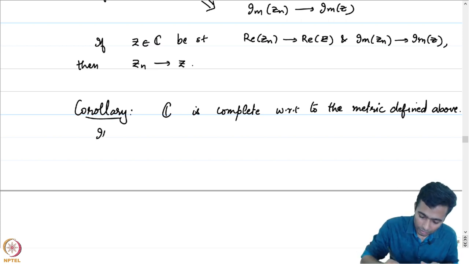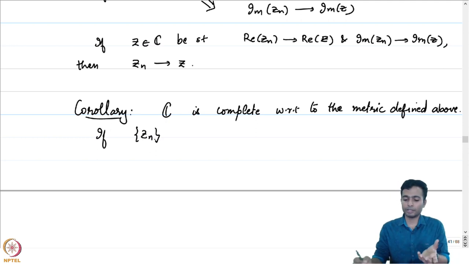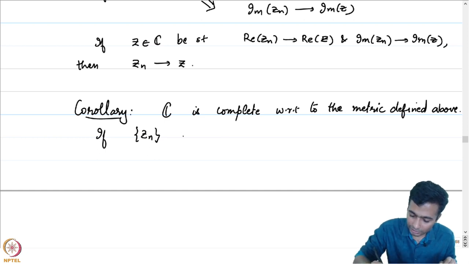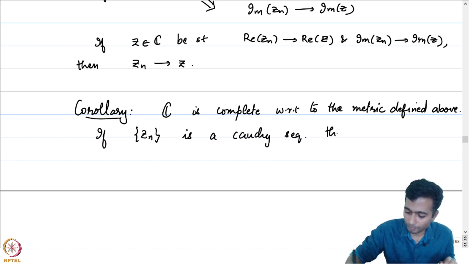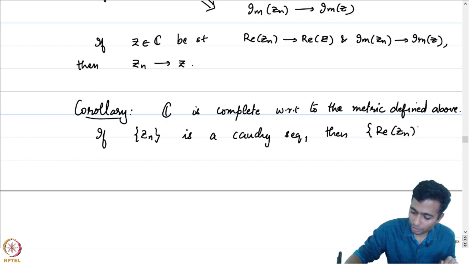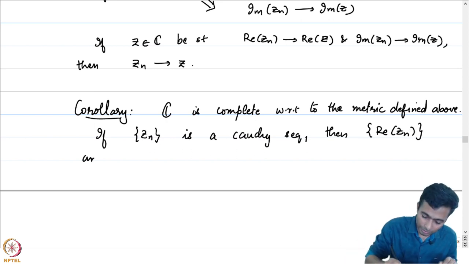So if Zn is a Cauchy sequence, what does it mean to say that a metric space is complete? It manifests in proving that if you take any Cauchy sequence, then we have a limit. And that's precisely what we will be doing. If Zn is a Cauchy sequence, then the above observations tell us that the real numbers, the real part of Zn and the imaginary part of Zn, both are Cauchy.